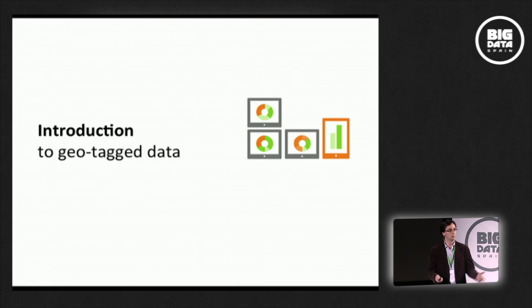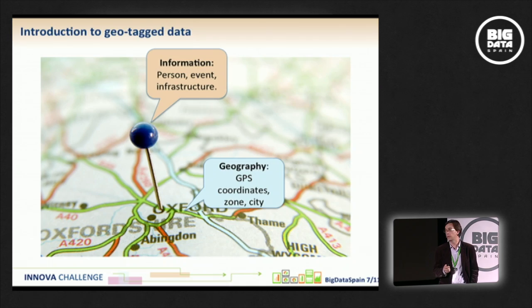For sure you know more than me about this, because some of you might have been working on geographical information systems for a while. But let me first introduce the kind of data that we have from the API. Basically what we have is what we call geolocalized data, in which we have information about a person, an event, an infrastructure, something that is happening, something that could happen in geography.